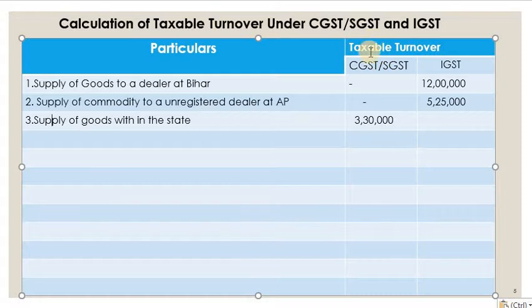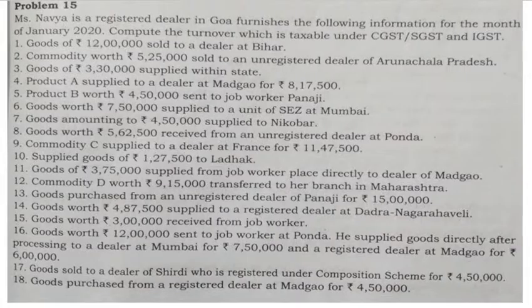So we have to write it under CGST and SGST column. So here it is nil. Let's go to the next one.